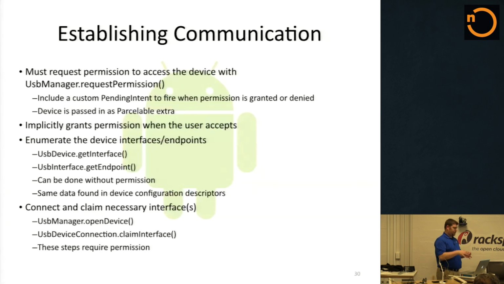Okay. So once you've requested permission and it's been granted to you, then you can open up a connection, and that's where things like open device come in, and we can start claiming interfaces and transferring data back and forth with this device. It turns out enumerating the information on a device we don't need permission for. So things like get interface, get endpoint, I can do those on any connected device without permission. So I can figure out what this device is first, I just can't open communication to it. At that point, if I don't have permission, things will start failing.